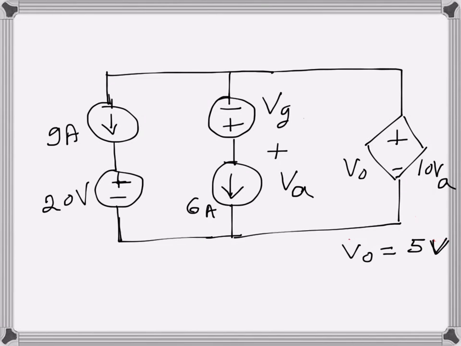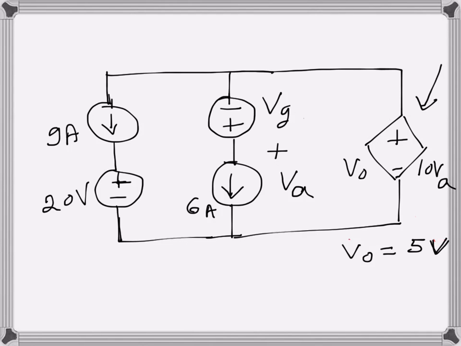So in this problem there are several sources: two voltage sources, two independent current sources, and one voltage dependent voltage source. What we need to find is, for each of the sources, whether it's supplying power or dissipating power, and the value of that power, whether the power supplied or the power dissipated by each of the sources.